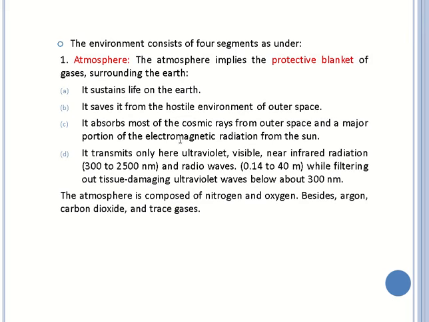It absorbs the cosmic rays and a major portion of the electromagnetic radiation coming from the sun, and it transmits only the UV, visible and near IR and radio waves, and it filters out the tissue damaging UV waves. Thus, atmosphere is composed of nitrogen, oxygen, argon, carbon dioxide, and other trace gases.